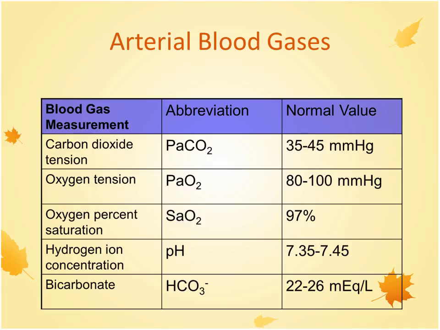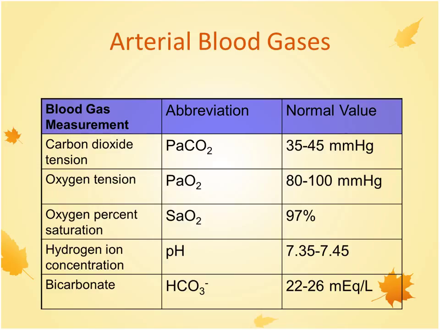Occasionally, patients with chronic obstructive pulmonary disease, or COPD, or severe lung disease might be considered normal at 90. The pH measures the hydrogen ion concentration, and normal is 7.35 to 7.45. And then the bicarb helps to measure the acidity versus alkalinity, and normal is 22 to 26.